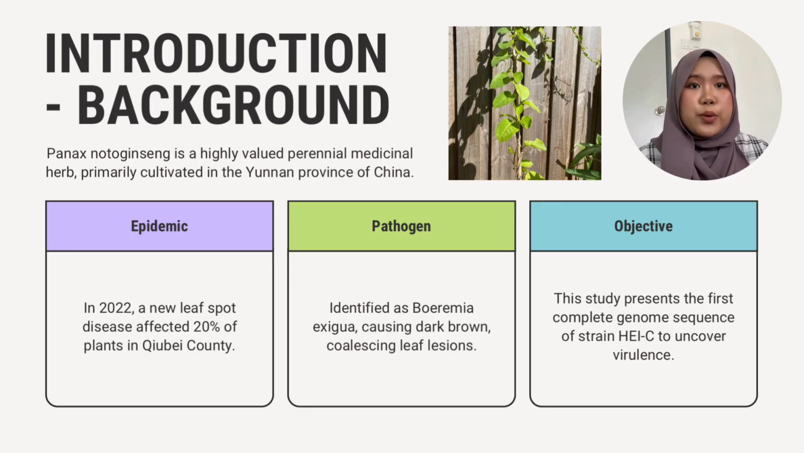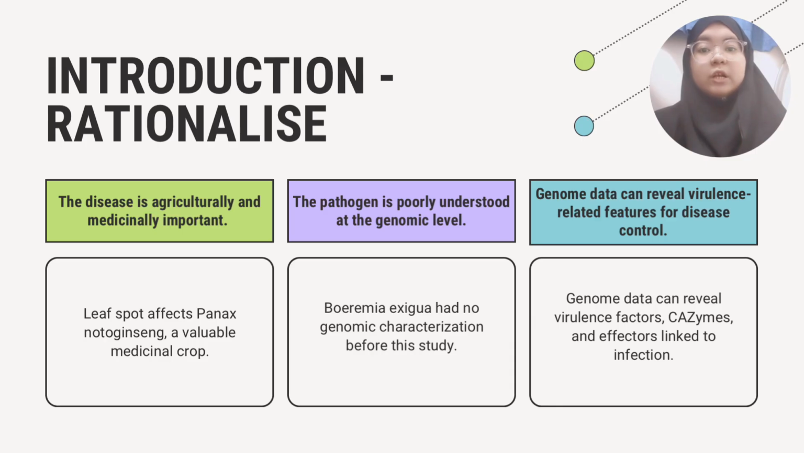In this study, we report the first complete genome sequence of strain HEIC and investigate key virulence factors, cell wall degrading enzymes, and secondary metabolite gene clusters. I will explain the rationale of this study.